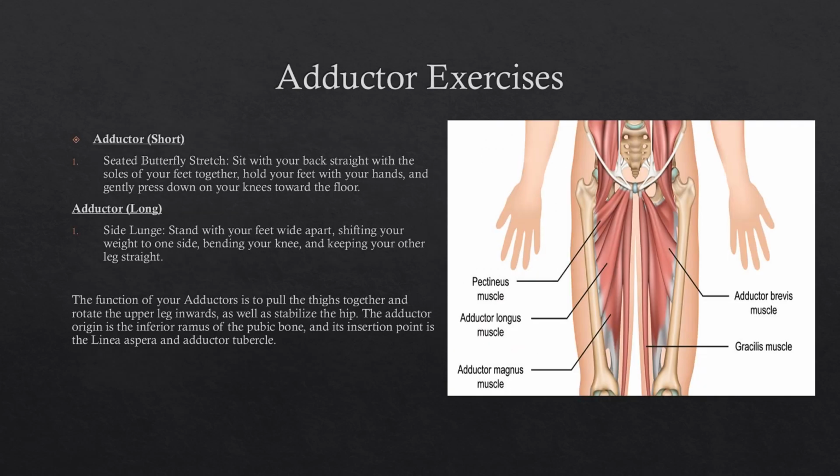And lastly, these are the adductor exercises I did for the adductor short and adductor long. For the adductor short, I did the seated butterfly stretch, and for that one, very simple. Sit with your back straight with the soles of your feet together. Hold your feet with your hands and gently press down on your knees with your forearms toward the floor, feeling that long stretch. And for the adductor long, I did side lunges. With that you stand with your feet wide apart, shifting your weight to one side, bending your knee and keeping your other leg straight, and it's vice versa for both sides of that exercise.